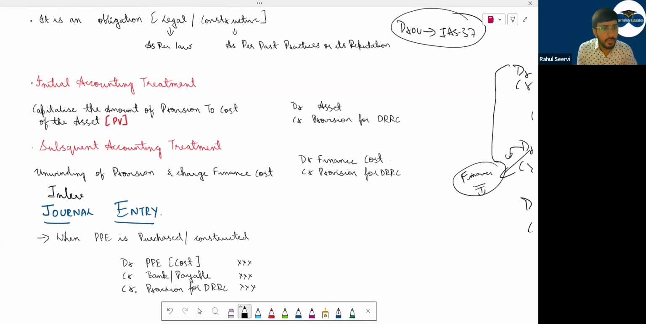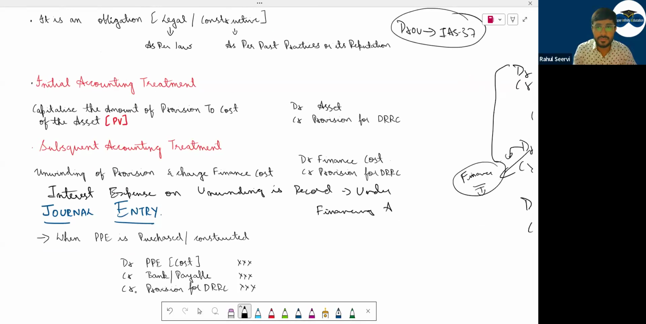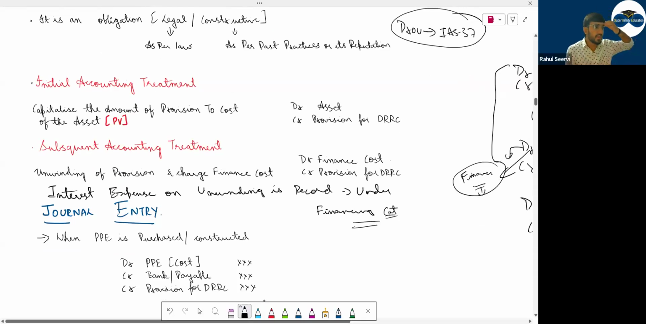Interest expense on unwinding is recorded where? Recorded under financing category, not activity. Write down category. Important point.